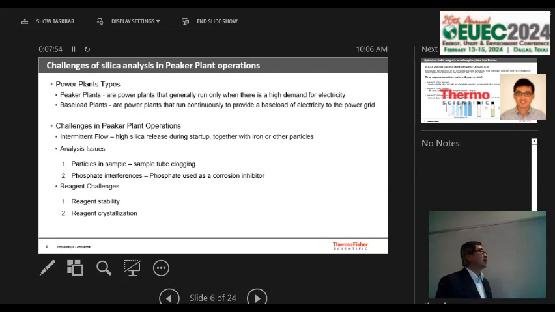Another major issue is the phosphate interference. Some of the plants, as we know, use phosphate as a corrosion inhibitor. Phosphate acts pretty similar to silica, so it will react with the reagent and form a color, which will be detected by the analyzer. So we want to minimize the impact of phosphate interference.